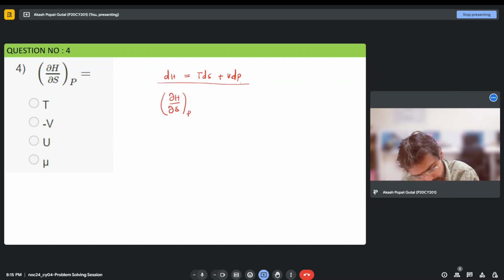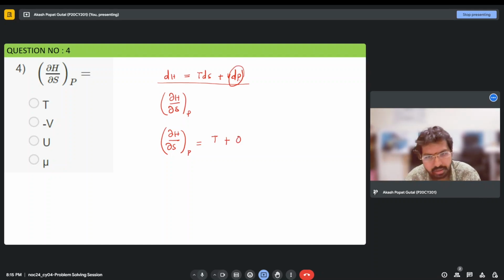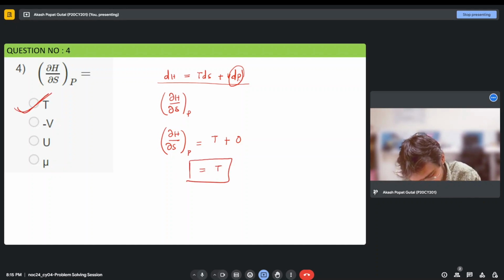If you see this equation, we can differentiate with del S at constant pressure. So here T plus, as the pressure is constant, dP, the change in pressure, will be zero. This term will turn out to be zero. So this will be T. So the final answer should be T, option number A. So next question.